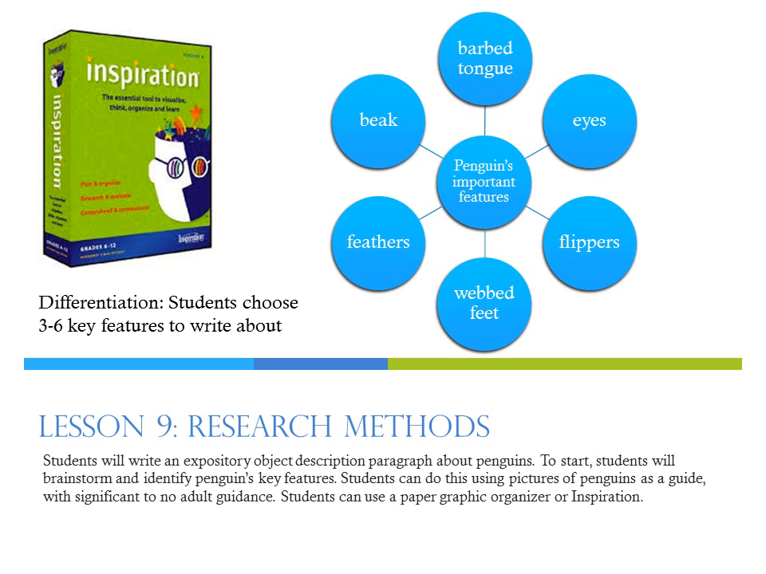To start, students will brainstorm and identify a penguin's key features using a graphic organizer. Students can do this using pictures of penguins as a guide and with significant to no adult guidance. Students can use a paper template or inspiration software. A way to differentiate this is by having flexibility on the number of key features students will write about.